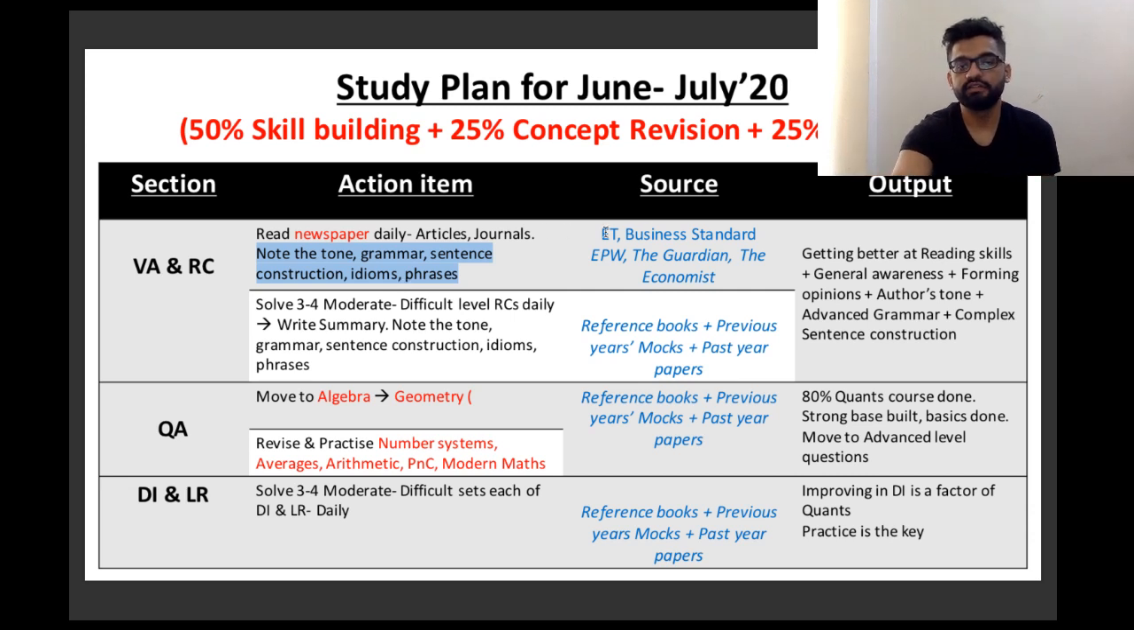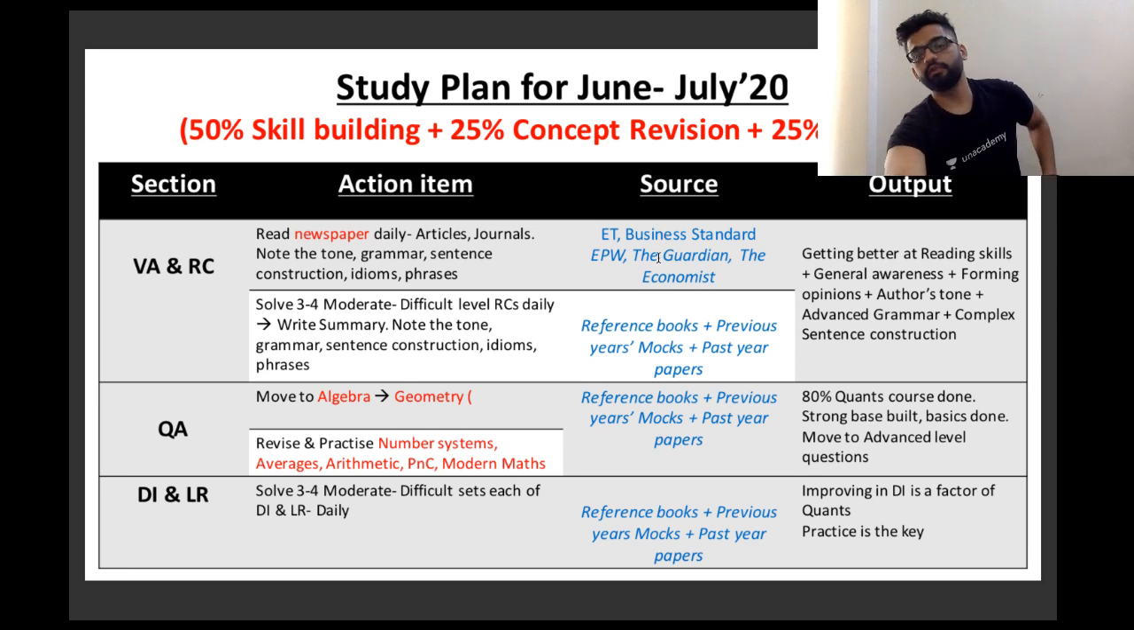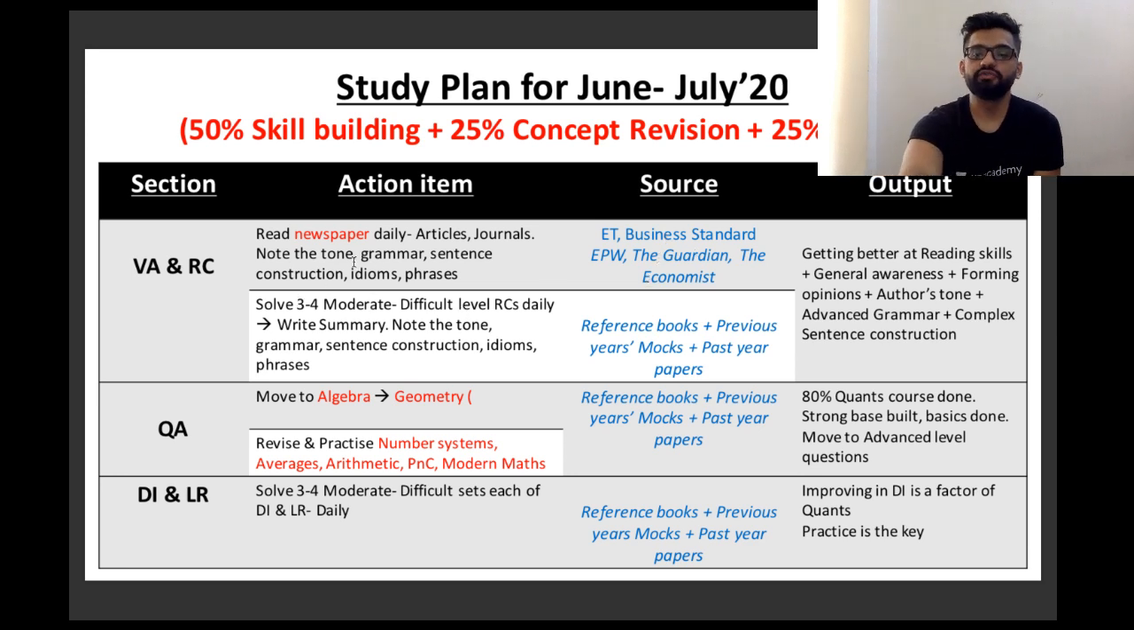Source again doesn't change. Economic Times, Business Standard, EPW, Guardian, and Economist. Now in these 2 months, June and July, what you would do is you would start solving 3 to 4 moderate to difficult level RCs daily. You'll write the summary, you'll note the tone, grammar, sentence correction, idioms, and again phrases. धीरे धीरे improve होते हैं VARC में.